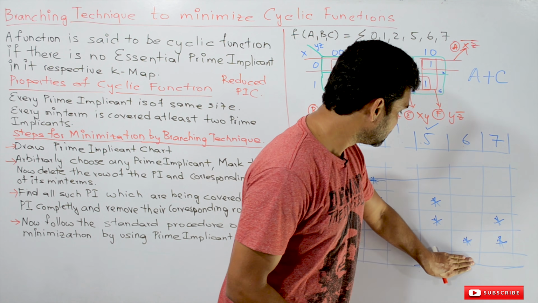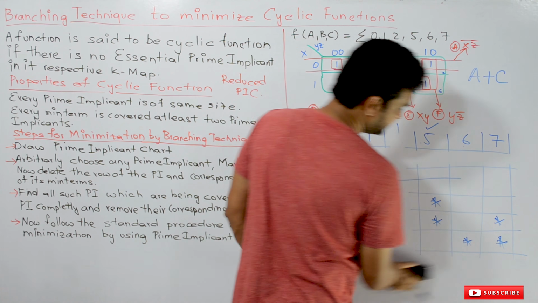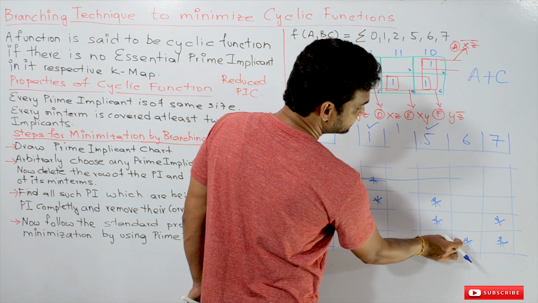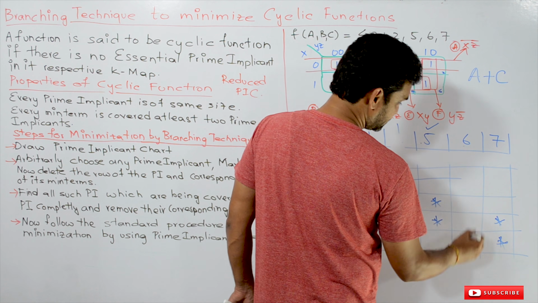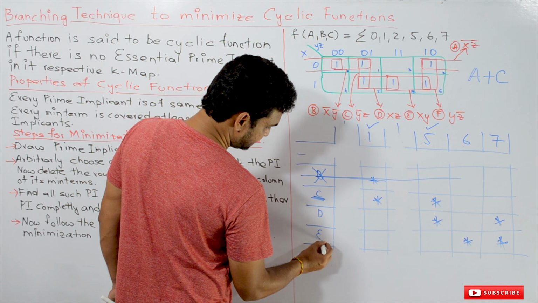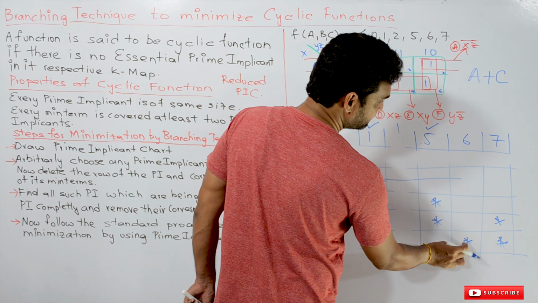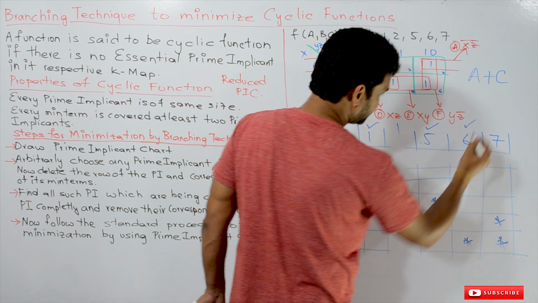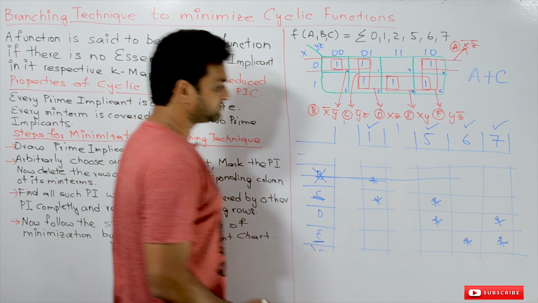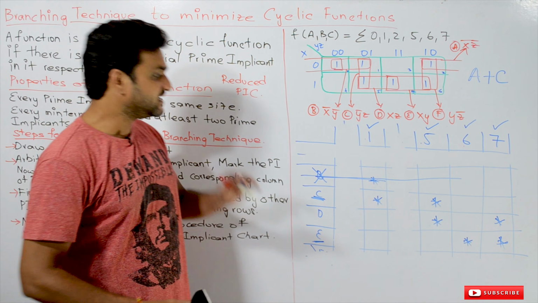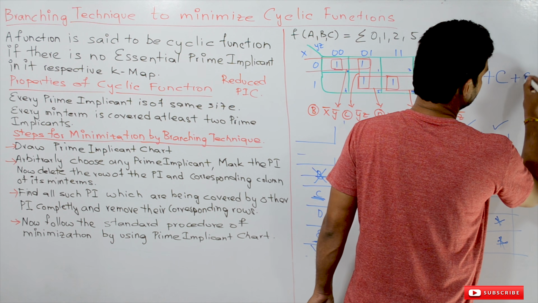This one has been deleted. As this has been deleted, we are left with only 1 star. So we have to find all the columns which have only 1 star. So this is the other prime implicant which is an essential prime implicant, having only 1 star. If you take 6, E is covering 7 also. So all the minterms have been covered. So in our final choice, we are going to have A plus C plus E.